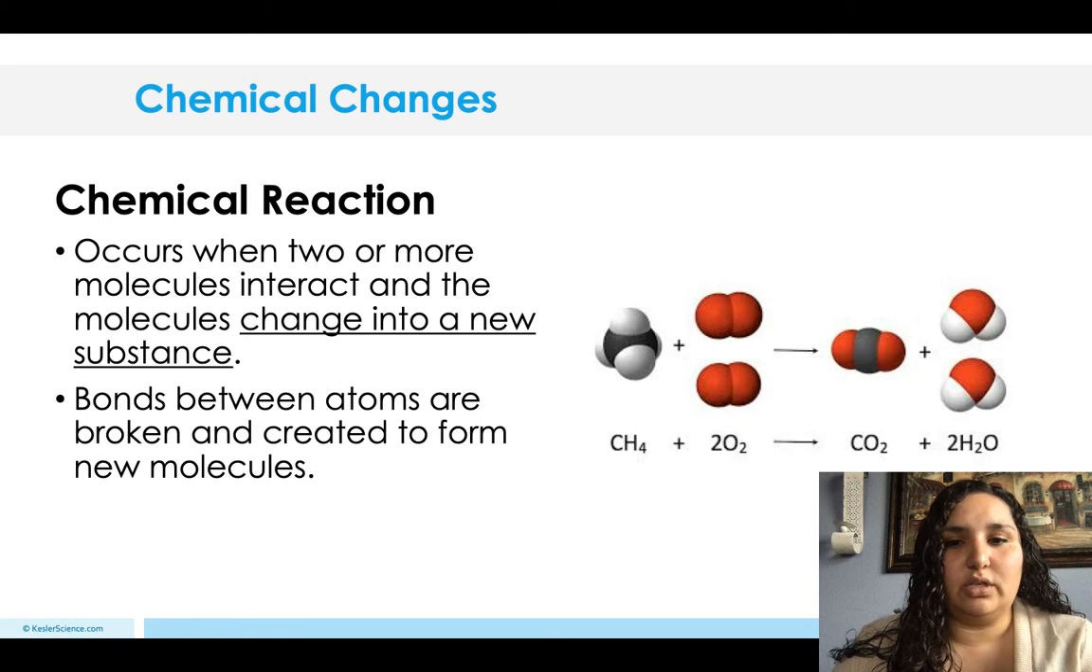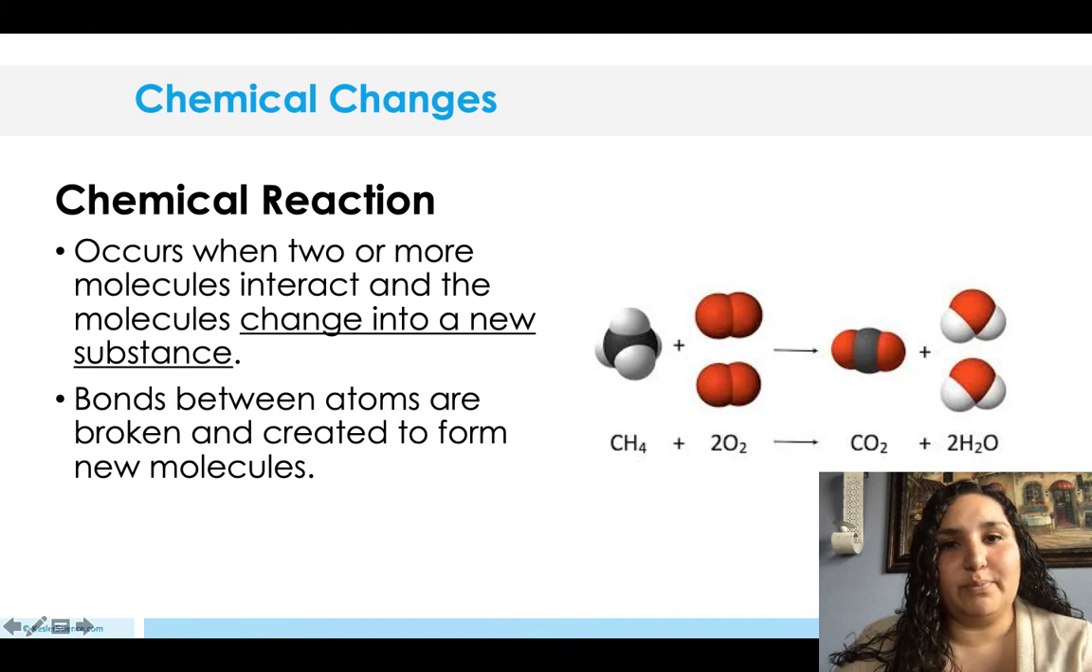Now, according to the law of conservation of mass, we still have the same number of atoms. So if I had one carbon here, I still have one carbon here. Four hydrogens here, I have 2 times 2 is 4, 4 hydrogens here. Lastly, 2 times 2 is 4 oxygens, and I still have 2 oxygens here, and then the 2 oxygens here, because 2 times 1 is 2.